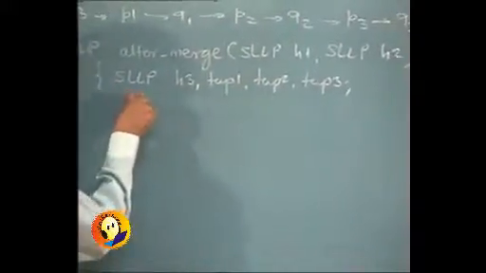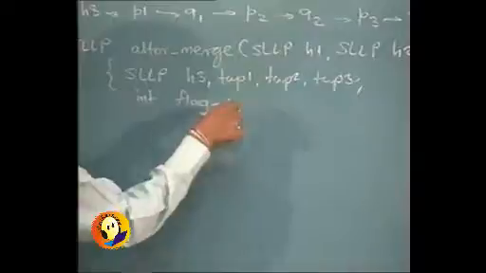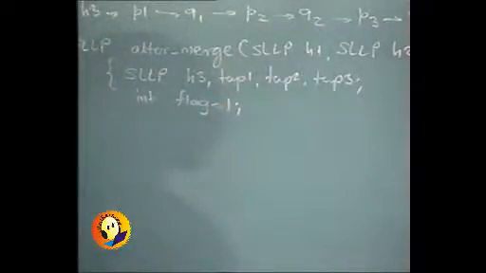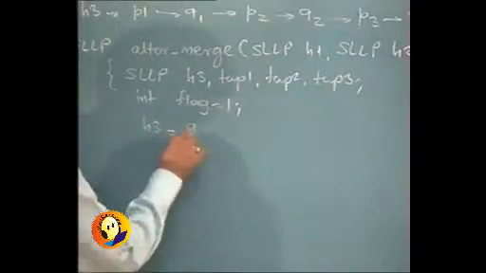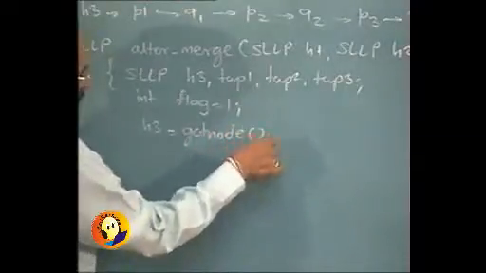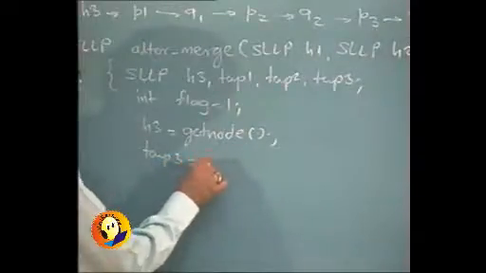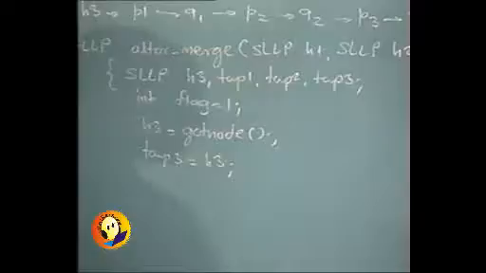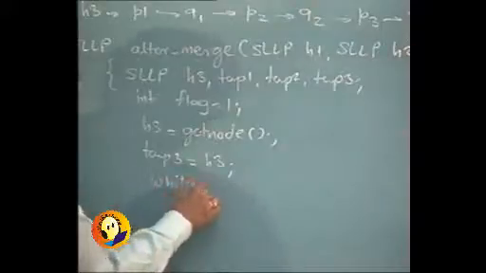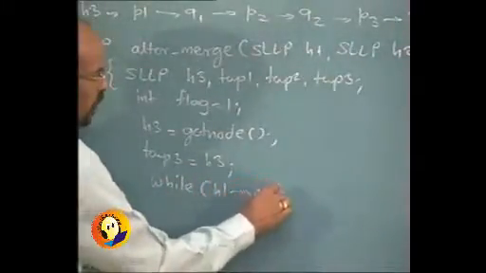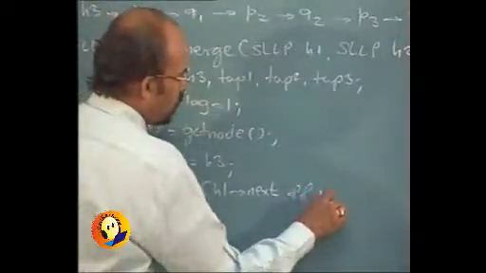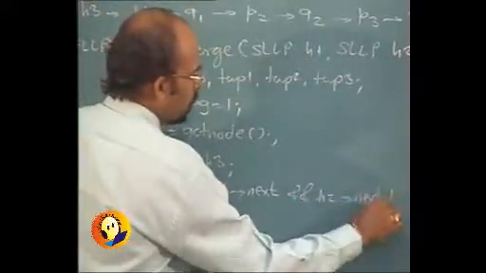No new node should be generated. I will be using flag, which will tell me from which list I should detach. So first of all, generate the header node, set temp3 to its position as H3. I am going to follow the detachment policy, so the while loop will have the same condition, that is while H1 arrow next is not equal to null and H2 arrow next is not equal to null.